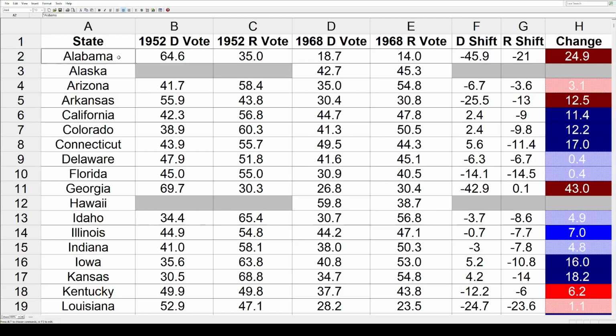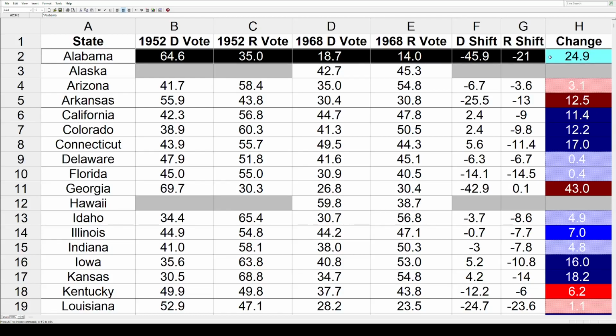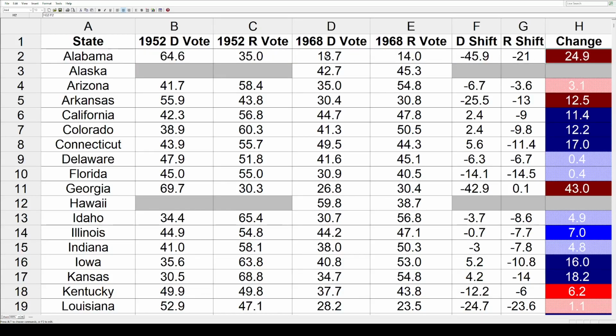So having said that, in 1952, Adlai Stevenson got 64.6%. Dwight Eisenhower got 35. In 1968, Hubert Humphrey sank all the way down to 18.7. Richard Nixon also sank down to 14, and that comes out to a loss of 45.9 for the Democrats and a net loss of 21 for the Republicans. And that's a total net shift of 24.9 away from the Democrats and toward the Republicans. So that's how this works.